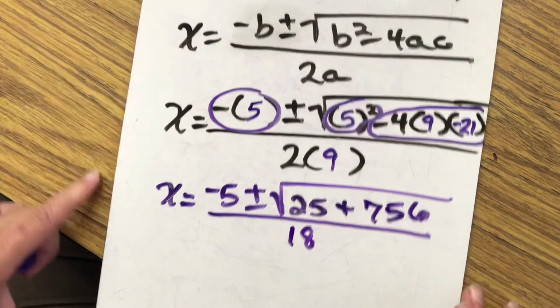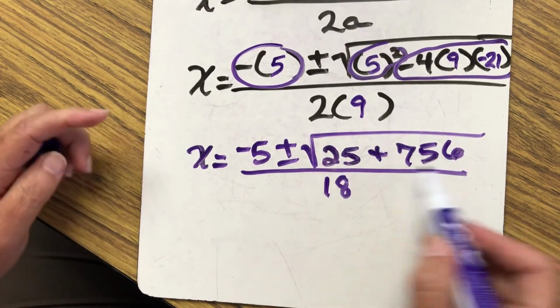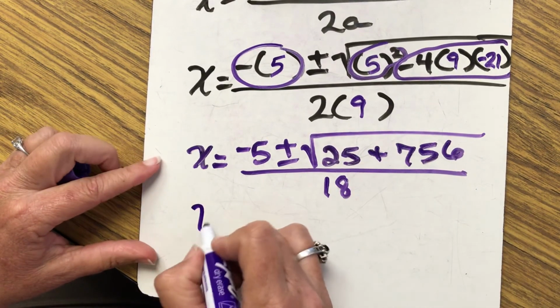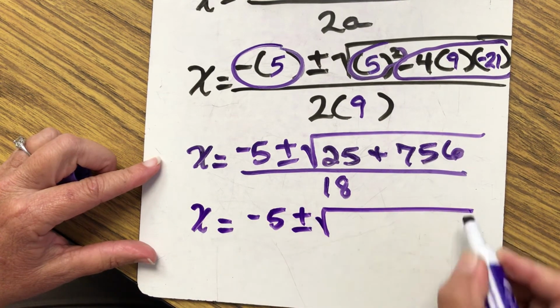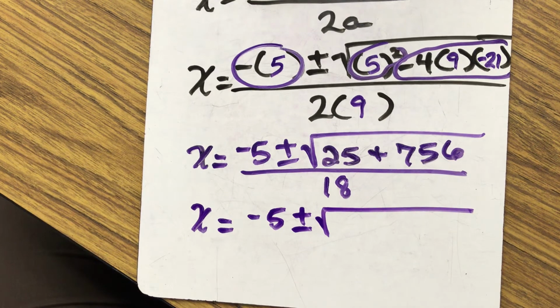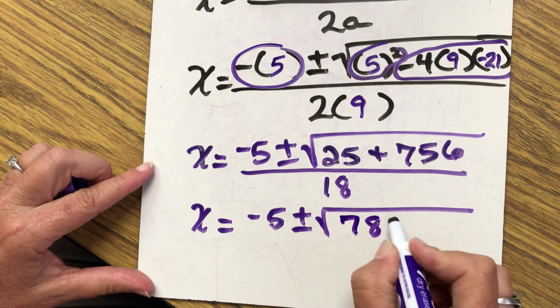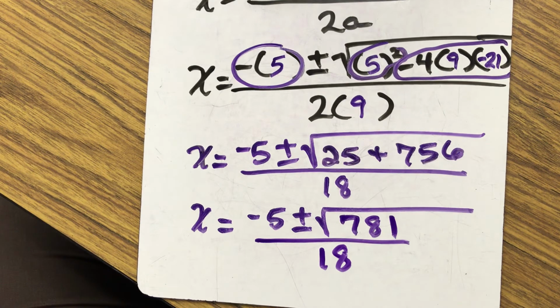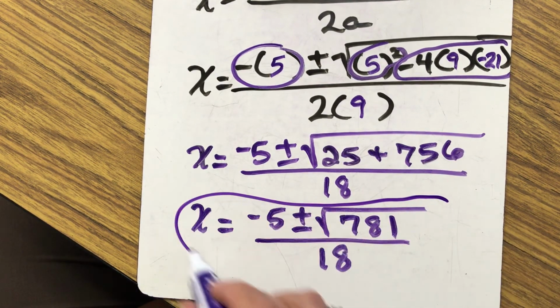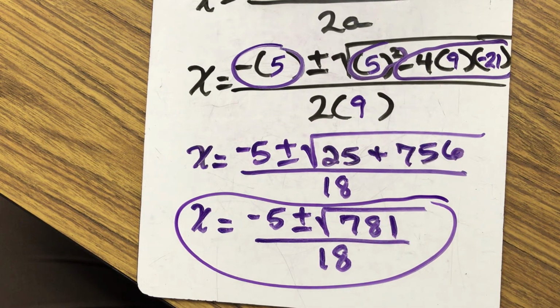Beautiful. Let's keep going. Let's clean it up a little bit. We're going to focus on this radical section. So x equals negative 5 plus or minus the square root of 756 plus 25, which is 781, all over 18. And the interesting thing is 781 is not a perfect square. It is not. So we are done. That is our final answer.